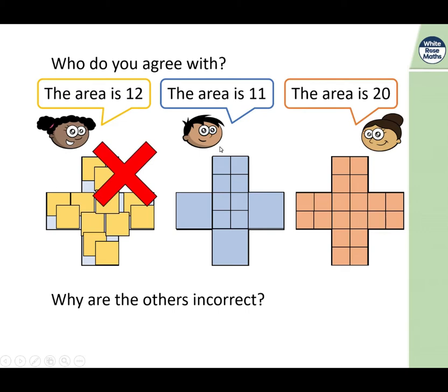Let's have a look. Now, Whitney's not right because she's got 12 squares, but she's got gaps. Some of them are overlapping and some even go outside of the shape. So she's not correct. Amir's not correct because he's using different size shaped squares. Dora is correct because she's got all the same size squares. There's no gaps, there's no overlapping, and it doesn't come out of the shape.